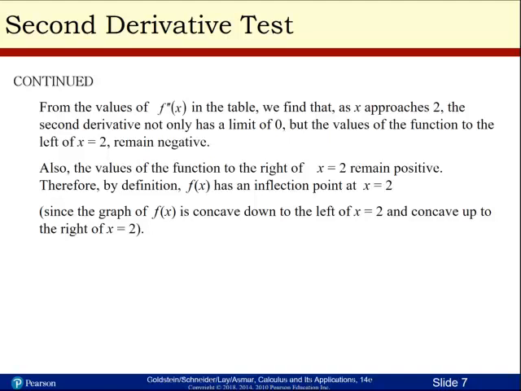Therefore, by definition, f of x has an inflection point at x equals 2, since the graph of f of x is concave down to the left of x equals 2 and concave up to the right of x equals 2.